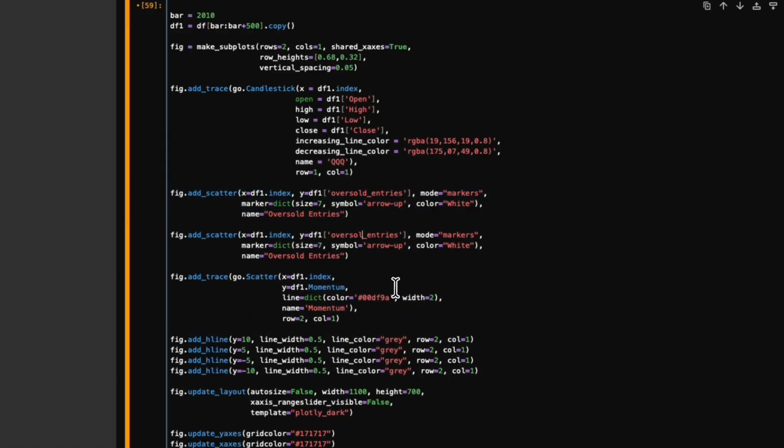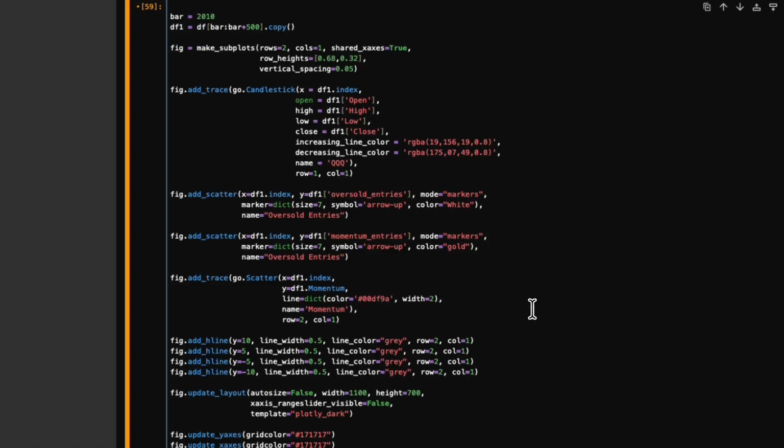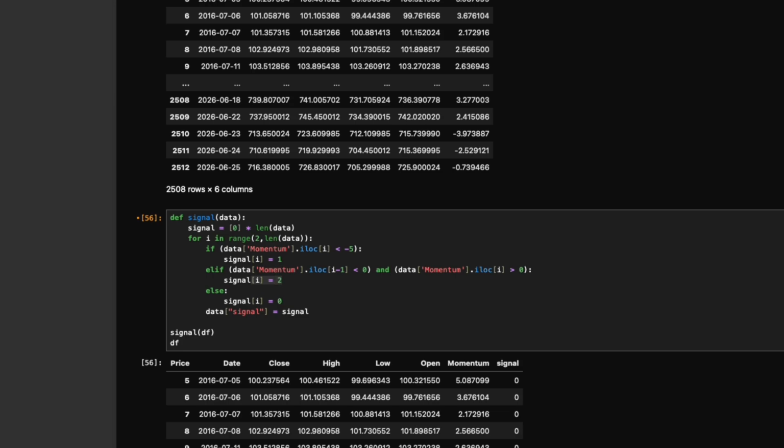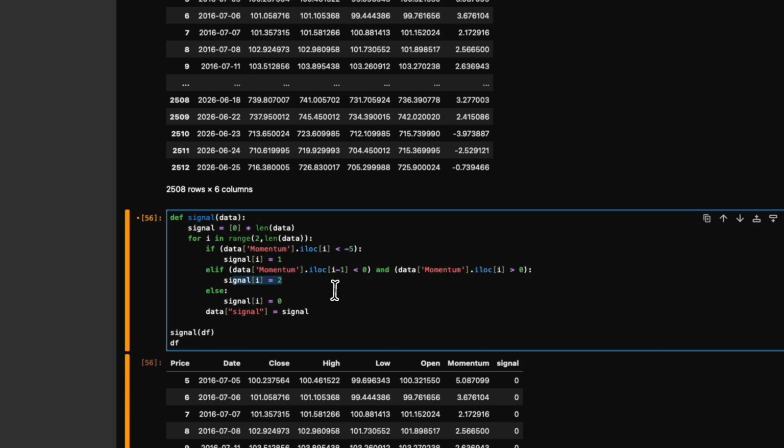And we'll make that again. So we're looking in our new column for momentum entries, and then I'll make that gold. All we're doing here, so when momentum turns positive, we're going to have another long, basically. And so we're putting a 2 in our signal column when that occurs.